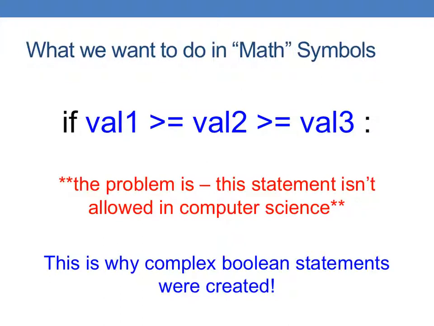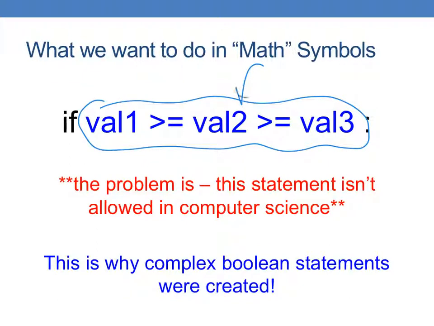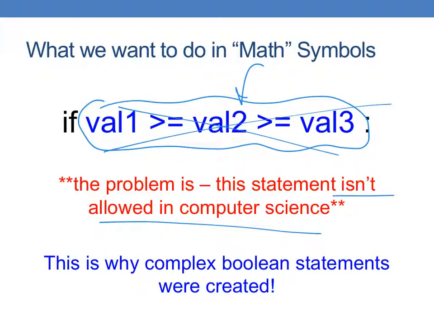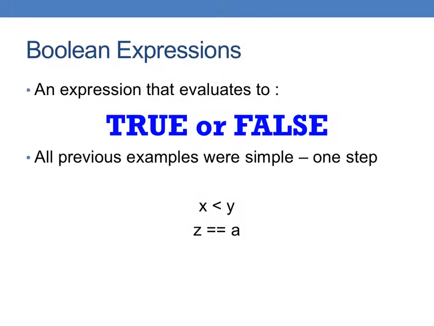So when I asked students to solve that program on the previous page about entering 3 numbers and finding the highest one, they typically tell me that this is what they would like to do with math symbols. They'd like to take this value is greater than or equal to this value is greater than or equal to this value and say, woohoo, so value 1 is in fact the biggest. Problem is, this is not allowed in computer science. That is not valid code. But on the plus side, this is exactly why Boolean statements were created. So Boolean statements help us when we want to compare multiple things at once, but can't using our typical math symbols that we would like to use.